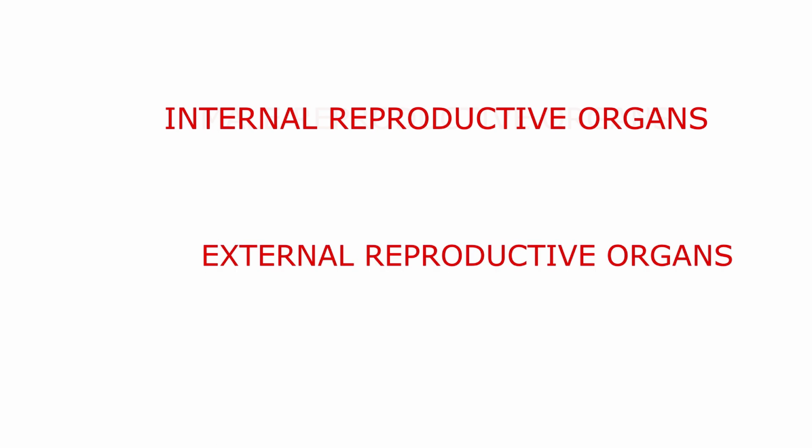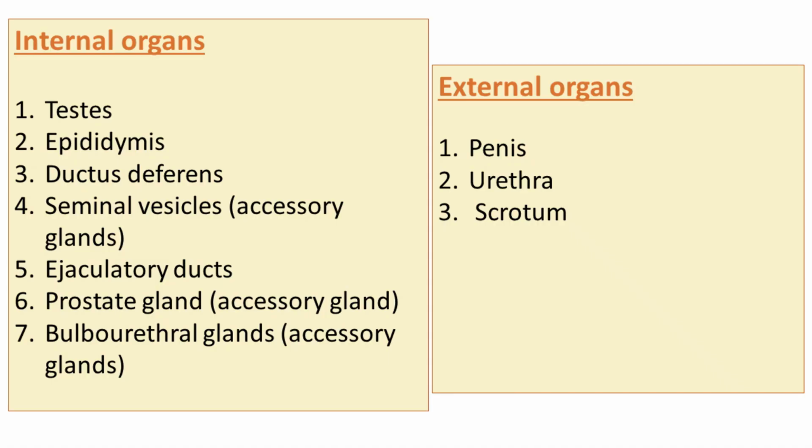For better understanding, I have divided the male reproductive organs into two parts: internal organs and external organs. Internal male reproductive organs are not visible, whereas external ones we can visualize. View the internal and external male reproductive organ list. Do you remember we learned about all these organs in brief in our introductory lecture?